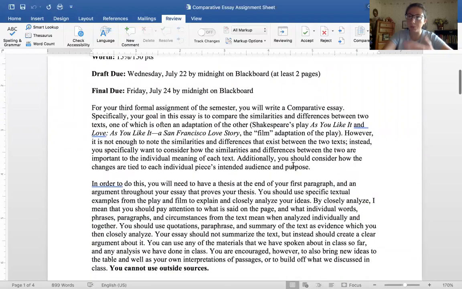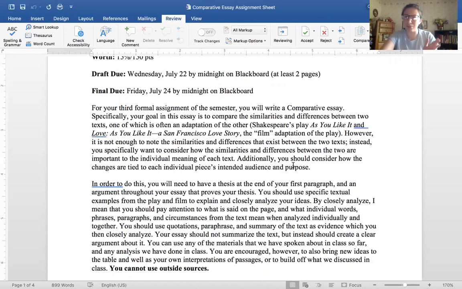Okay, so now I'm just going to start reading the assignment sheet. For your third formal assignment of the semester, you will write a comparative essay. Specifically, your goal in this essay is to compare the similarities and differences between two texts, one of which is an adaptation of the other. So Shakespeare's play As You Like It, which is the original, and Love, As You Like It, a San Francisco love story, the film adaptation of the play.